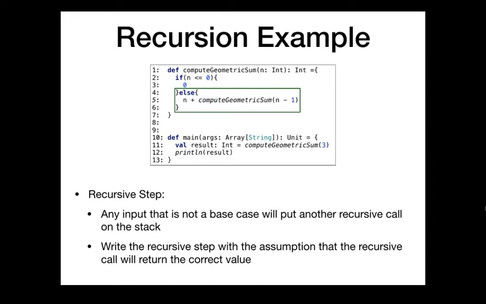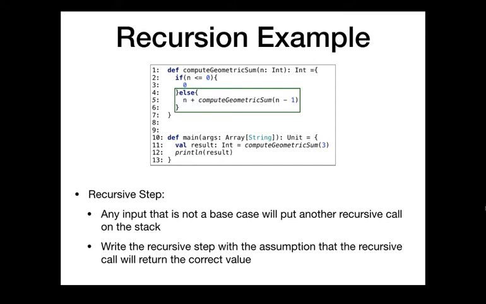And then we have the recursive step, the other side of this. If we don't hit a base case, we're going to hit the recursive step. This is some logic that's going to make a recursive call. It's going to put another method call on the stack when we hit the recursive case, and then do some logic based on the assumption that a recursive call is going to return the correct value.